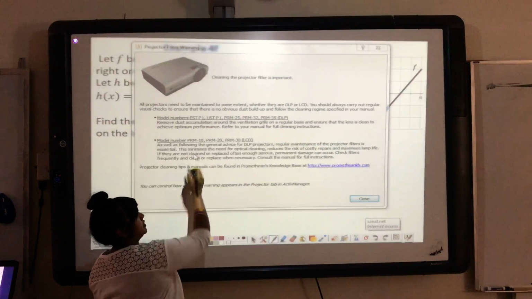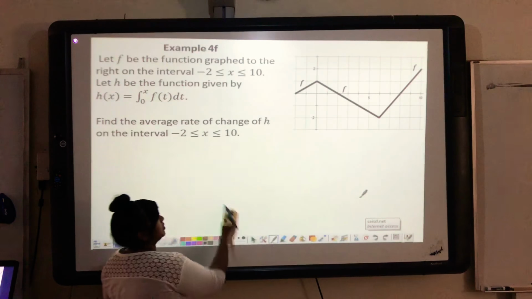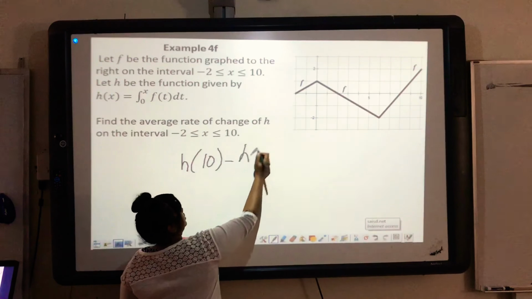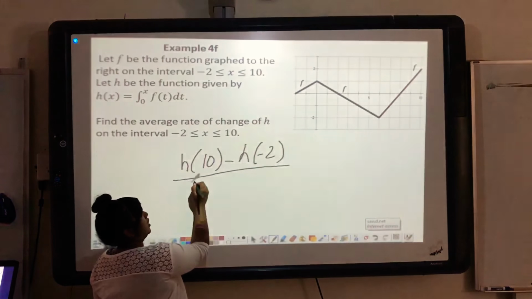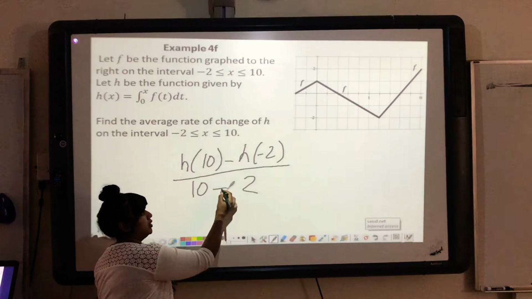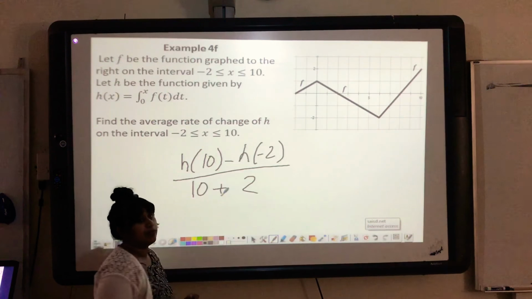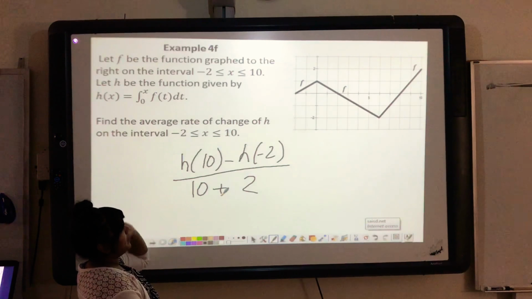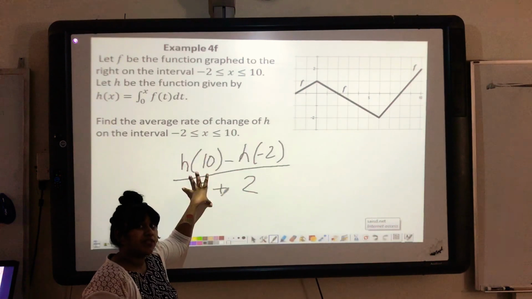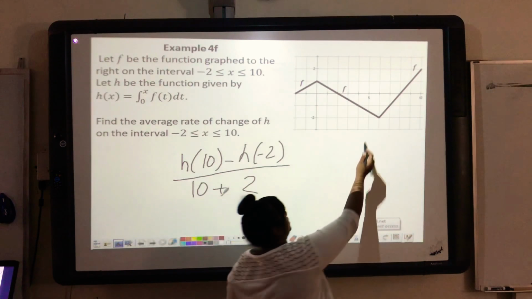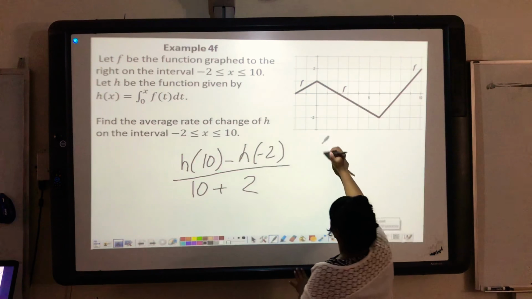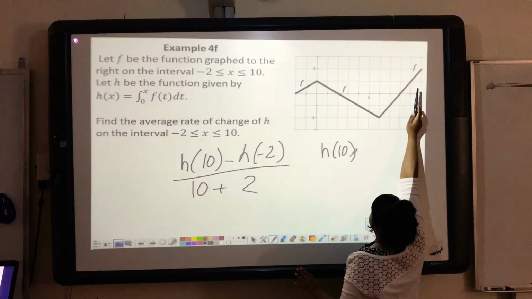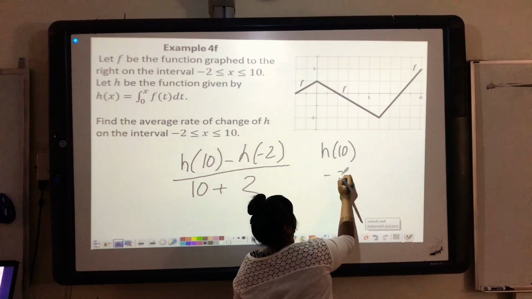So this formula is still going to be h of 10 minus h of negative 2 all over 10 minus negative 2, so 10 plus 2. This is that f of b minus f of a all over b minus a. And in the previous video, I believe we forgot to have this as a negative value. So h of 10 should have actually been positive 1, negative 6, and positive 2. So that would have been negative 3.